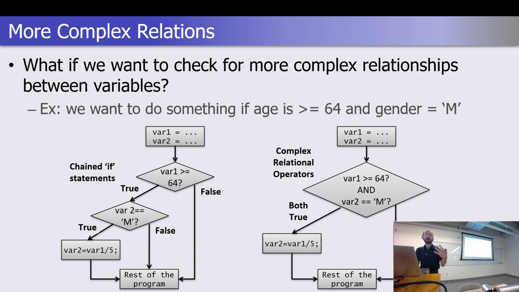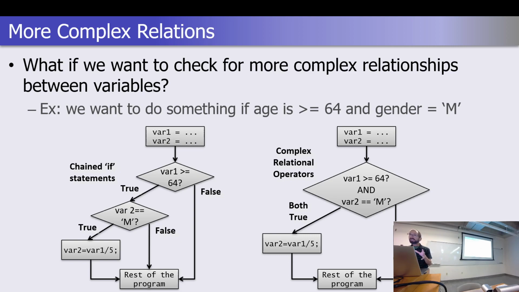The other complementary, I would say equally valid approach is to use a more complex relational operator. This isn't syntactically exactly correct, but logically what we would want to do is to have this structure that allows us to say, inside our single if statement, if multiple things are simultaneously true. If variable 1 is greater than or equal to 64 and variable 2 is equal to M, then do something. Otherwise, don't.